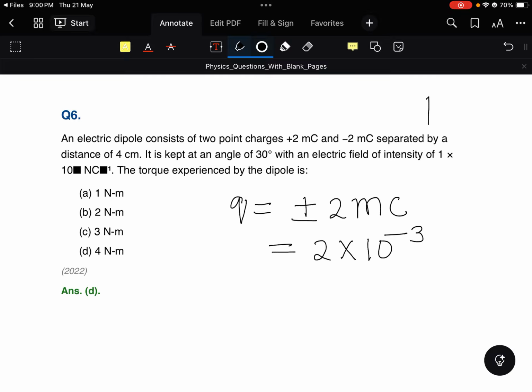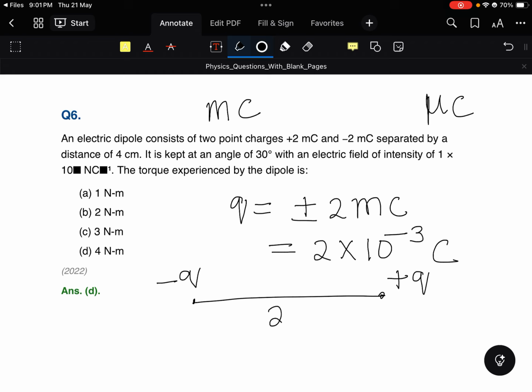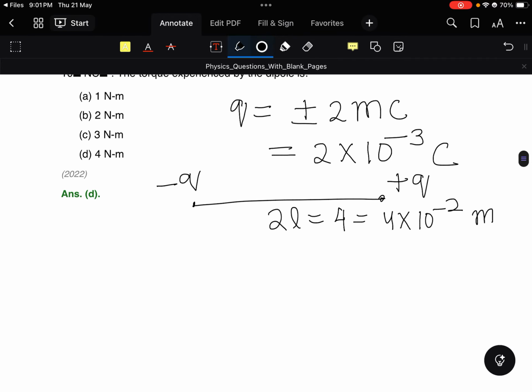It is clear. Because microcoulomb is mu c. Millicoulomb is this. So 2 into 10 power minus 3 coulomb. By a distance of 4 centimeter. Distance between both the charges in the dipole is represented by which symbol? 2L. Means 2L is 4 centimeter. So it is 4 into 10 power minus 2 meter. It is kept at an angle of 30 degree with the electric intensity.